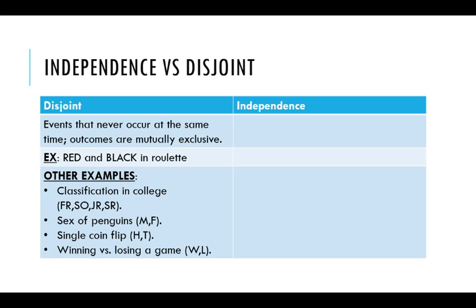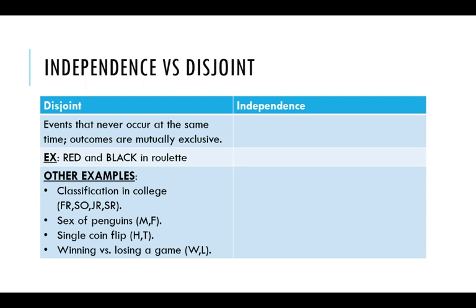All right, so if we're talking about disjoint events, we're talking about events that never occur at the same time. Those outcomes are mutually exclusive. There's no overlap. So we used examples of red and black in roulette. Those are completely exclusive outcomes, right? There's no overlap. But there's also other examples from the real world, and I want to throw these out here so that if you see an example, you can say, oh wait, disjoint or not disjoint.